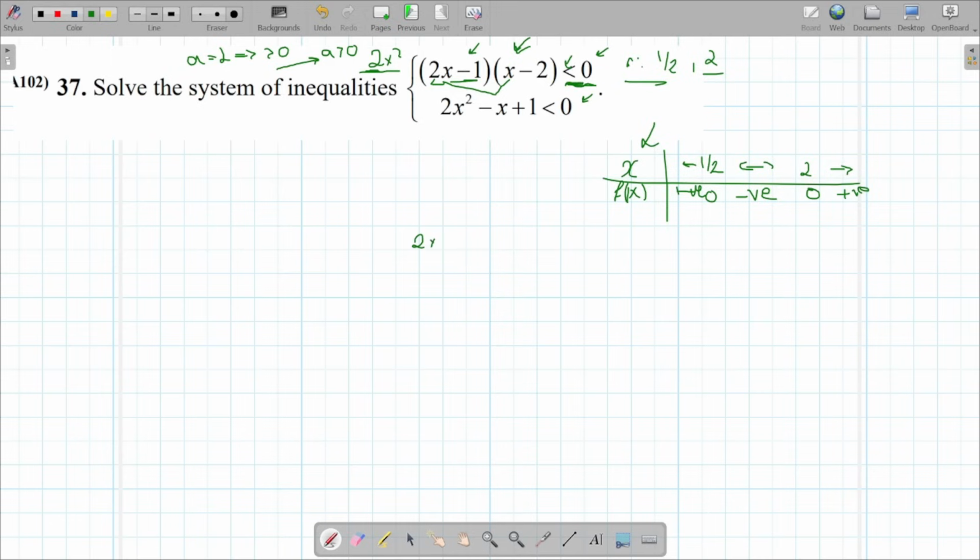You're going to write it like this: 2x minus 1, x minus 2, less than 0 for x between 1 over 2 and 2, right? For x between 1 over 2 and 2. Okay, now this one here, when is it less than 0? You're going to want to try factoring this.